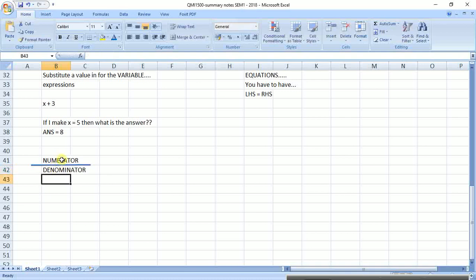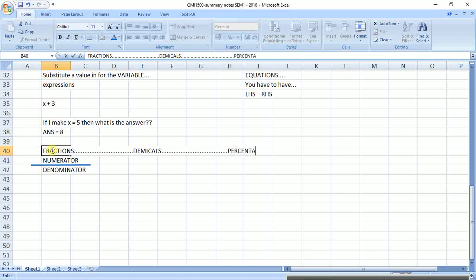Right, so the number at the top will be divided by the number at the bottom. And fractions can be represented as decimals, and decimals can be represented as percentages. Alright, so decimals and percentages.